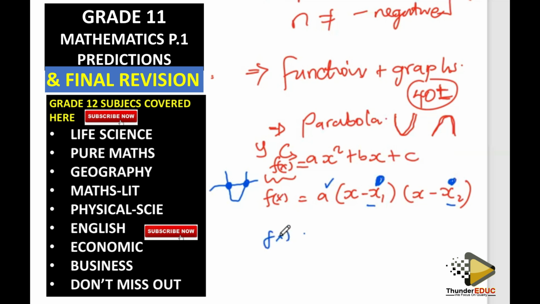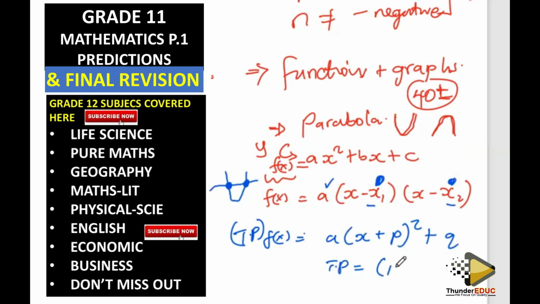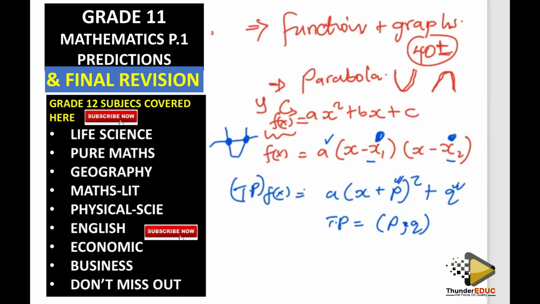Then lastly, we have the turning point format, which is a into x plus or minus p, squared, plus or minus q. If we ask you for the turning point, the coordinates will be p and q. This p represents the x coordinate of the turning point, and q represents the y coordinate of the turning point. So those are the formats that we need to know.